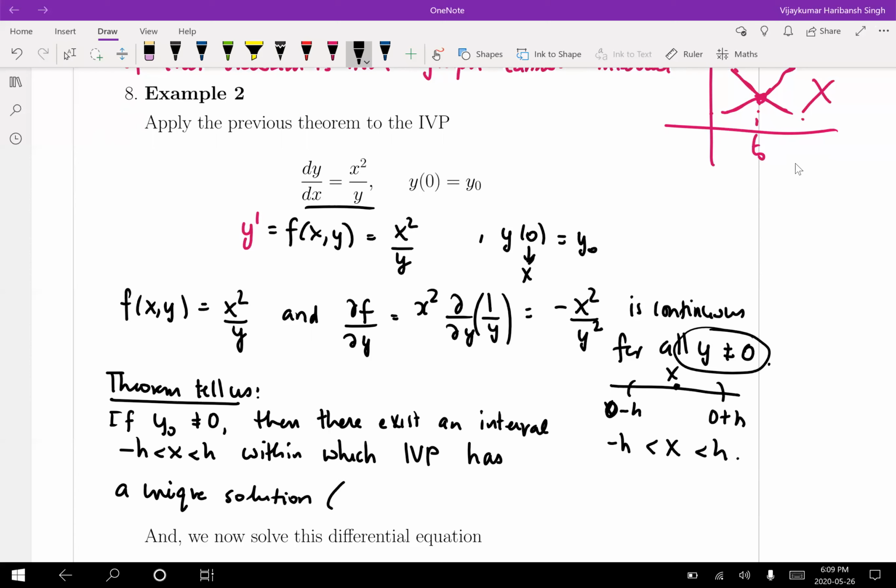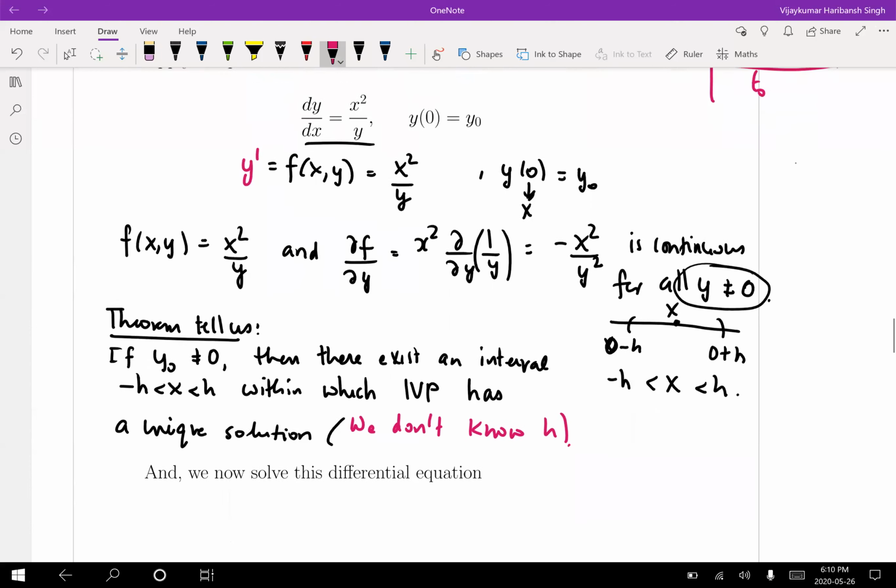Note that we still don't know what this h is, so that has to be emphasized. We do not know h. All it says is that there is some interval around 0 in which if your x comes from that interval, your solution exists and is unique.